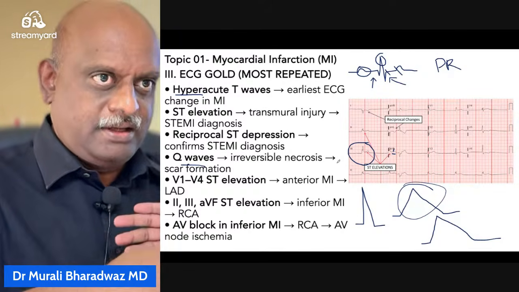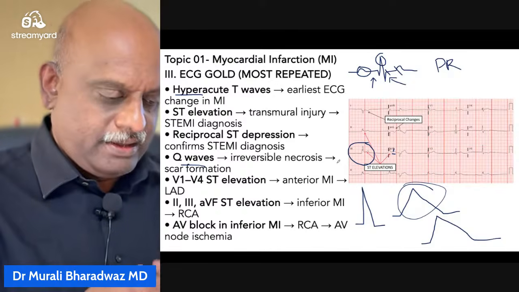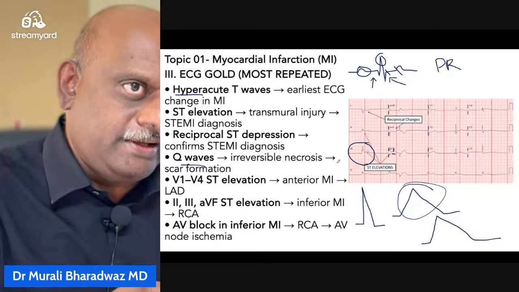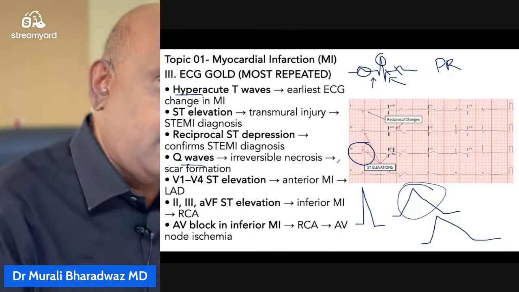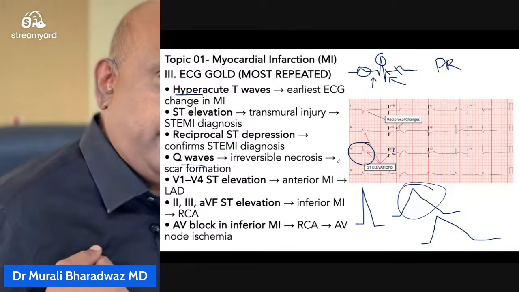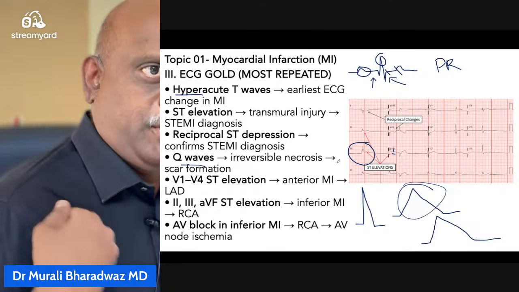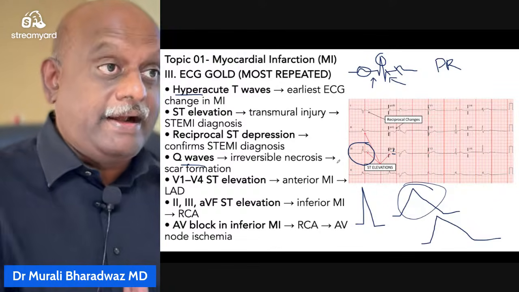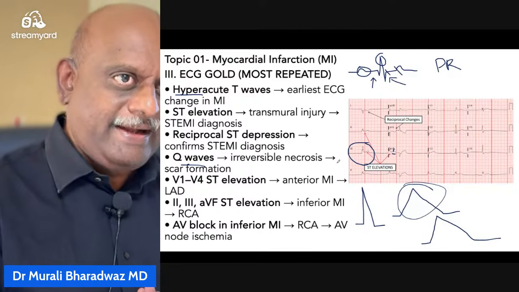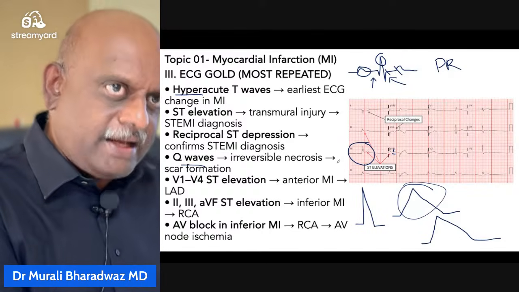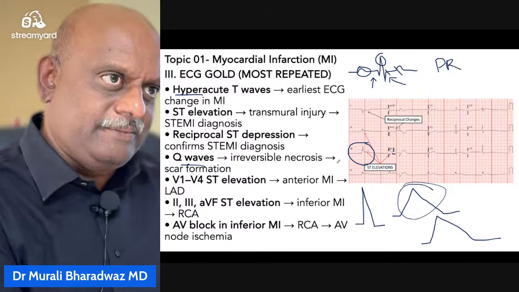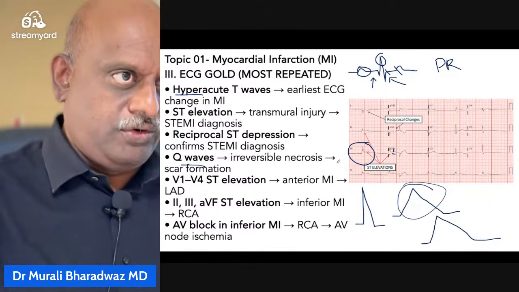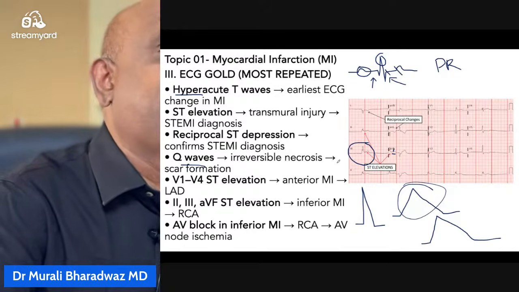Heart is a globe, like a water jug. In the front of the heart, you have V1, V2 on the right side. V3, V4 are almost on the interventricular septum, anteriorly. V5, V6 are on the left side. So V1, V2, V3, V4 are called anterior leads.